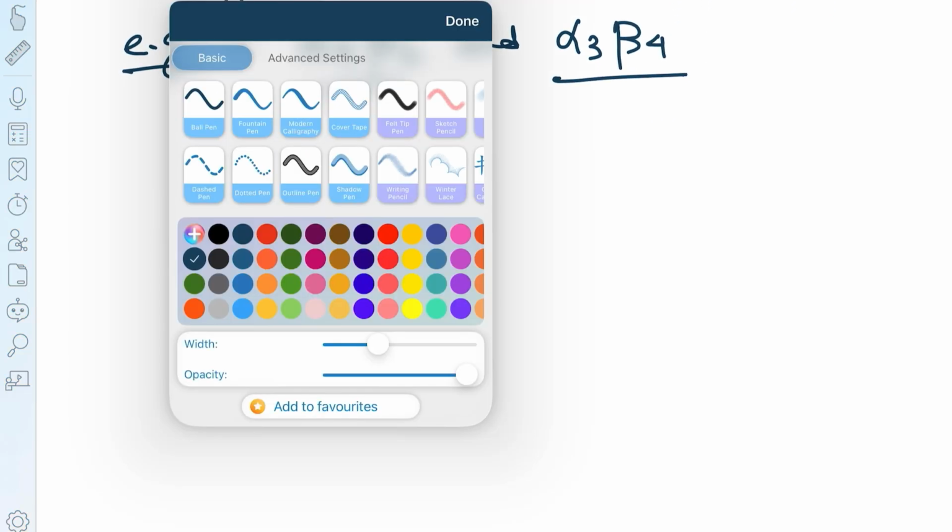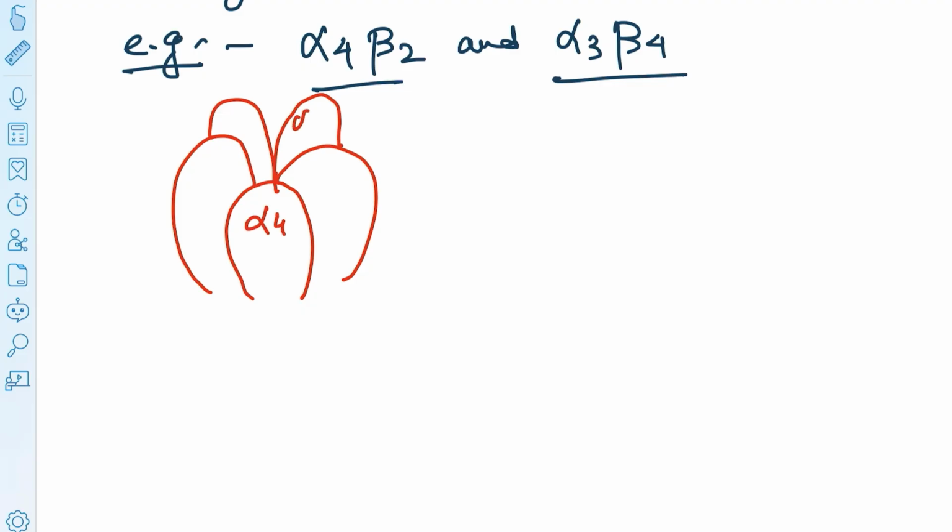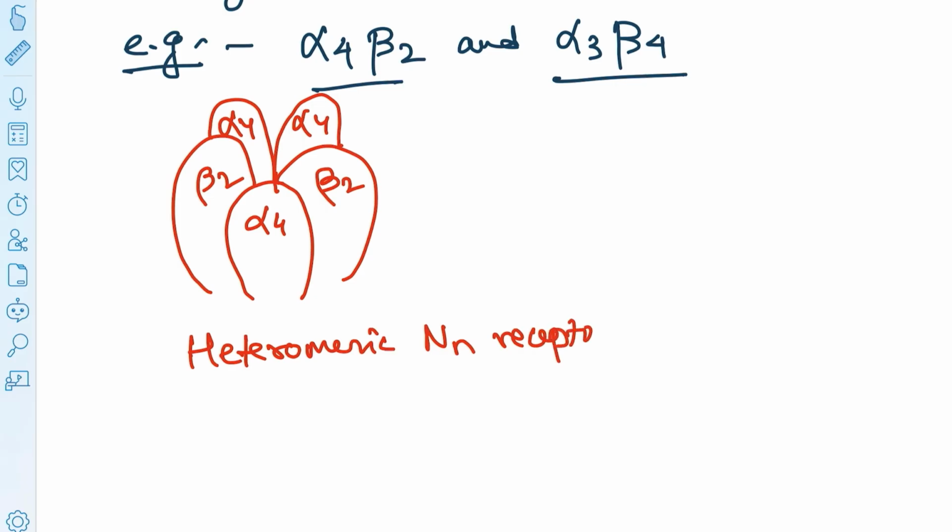So suppose I draw a typical structure of nicotinic receptor again, okay. Now in this case, the combination will be between alpha 4 and beta 2 only. Suppose 3 are alpha 4 and 2 are beta 2, okay. So like this, it will form a combination between alpha 4 and beta 2 to form a heteromeric N receptor. Why heteromeric? Because it has alpha and beta subunits present.